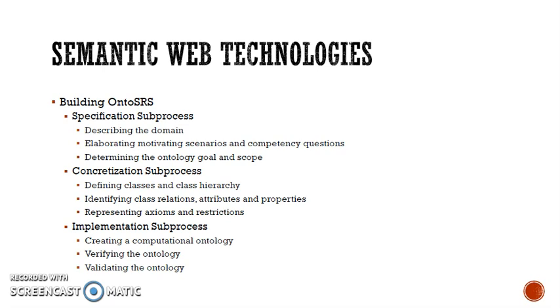So in describing the domain in the specification subprocess, we can see functionality, external interface, performance, attributes, and design constraints.